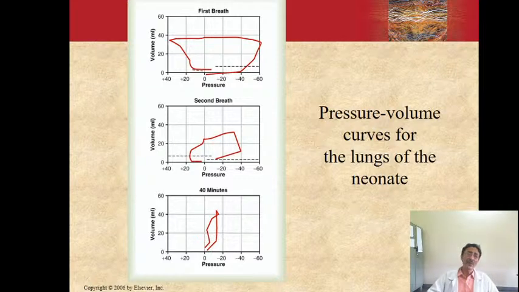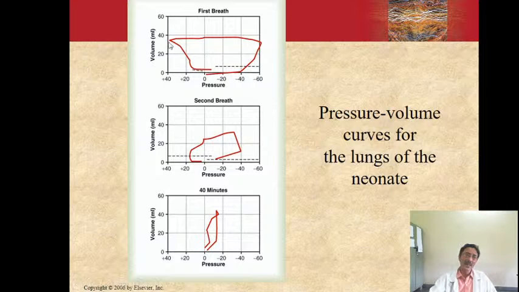Here are the pressure volume curves for the lungs in the neonate. Here you will find the pressure in the first breath, and here the volume. As the pressure is becoming more and more negative, with intrapleural pressure falling from 0 mmHg to minus 40 mmHg, you will find that the volume of the lungs is increasing. This is the first breath which is taking place.